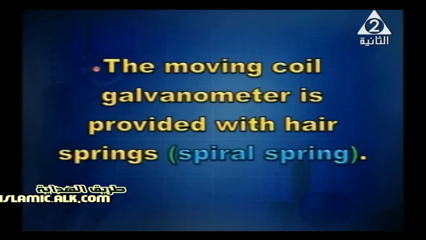Another give reason: the moving coil galvanometer is provided with hair springs. It is provided with spiral springs or spiral coils. Actually, it asks for the function of hair springs. Hair springs carry the current to and from the coil.